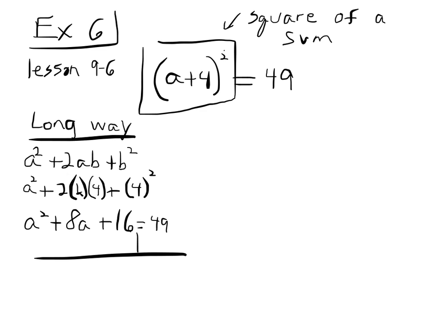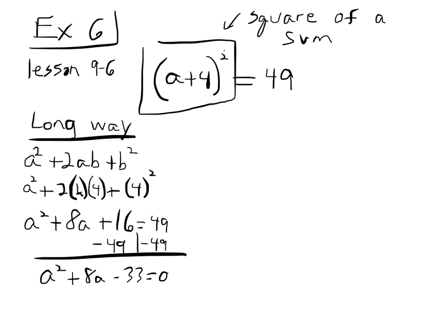And then you would set this equal to 0, so we need to move that 49 to the left, so you end up with a squared plus 8a minus 33 is equal to 0. And then you could try using the AC method. Later you'll learn you could try using the quadratic formula. But there's a much easier way that we can try to solve this.